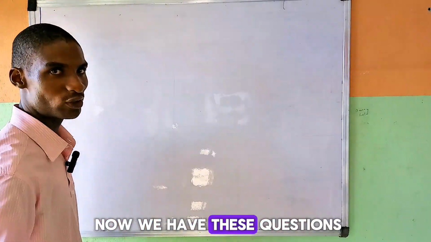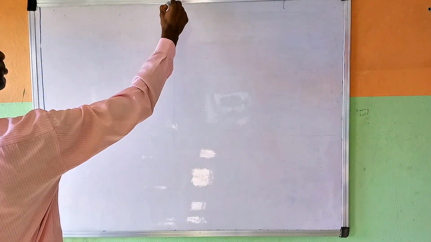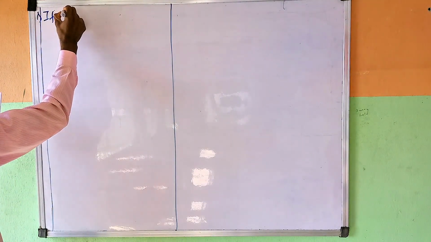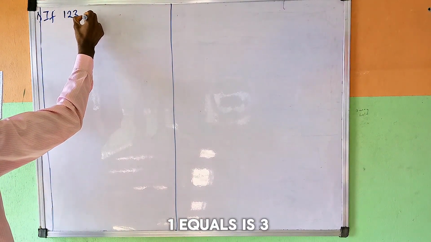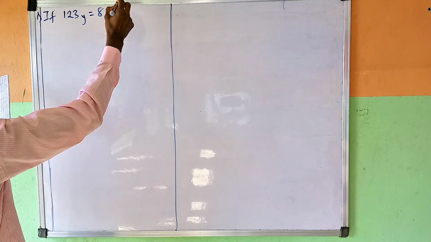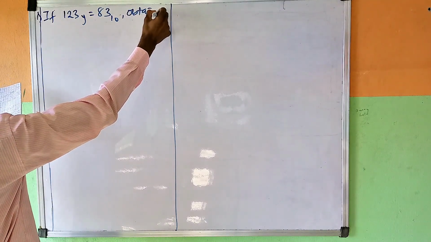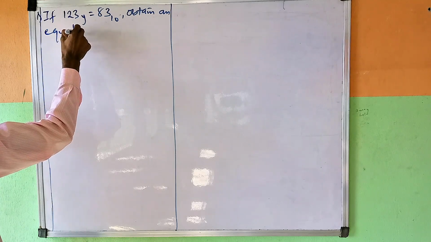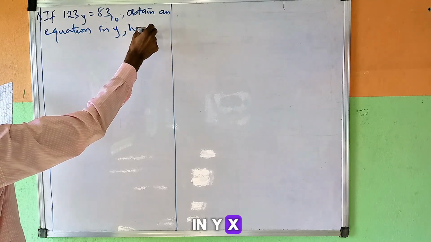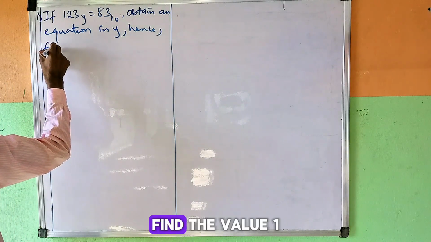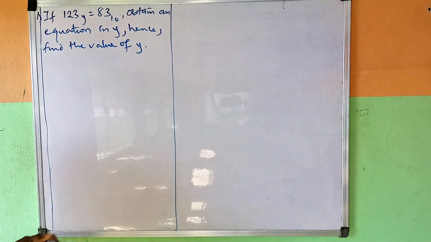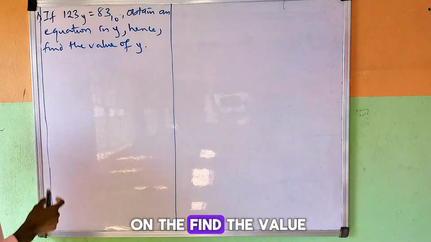Now we have these questions. The first question says, if 123 base y equals 83 base 10, obtain an equation in y, and find the value of y. So we are asked to obtain an equation, then find the value of y.